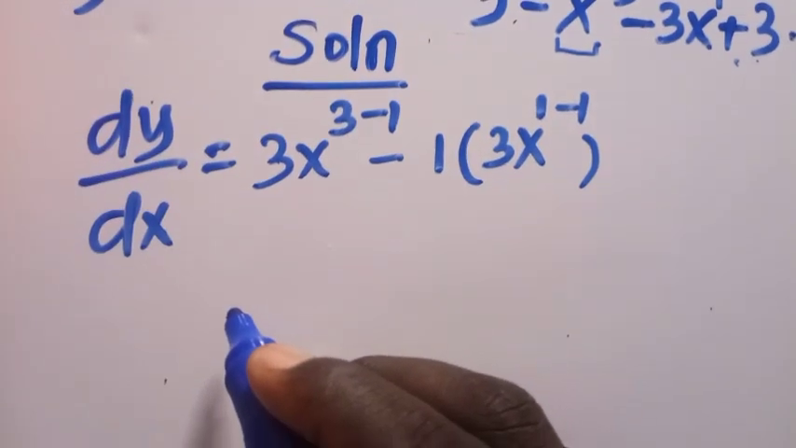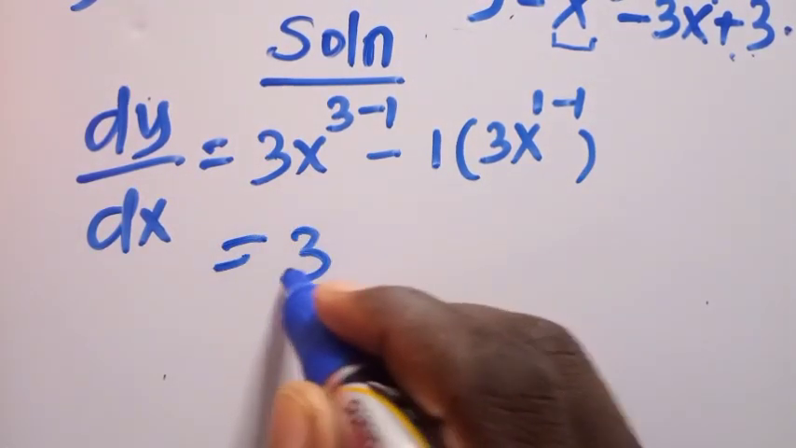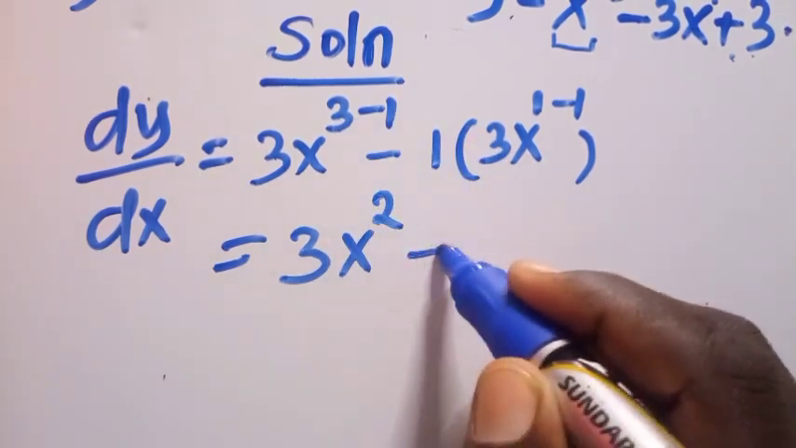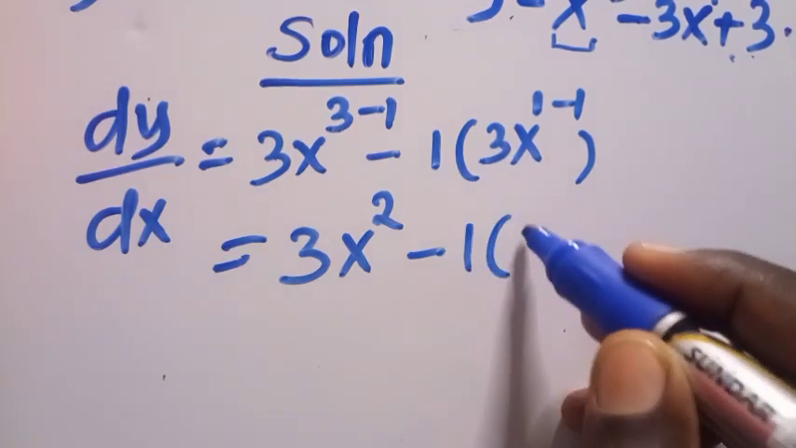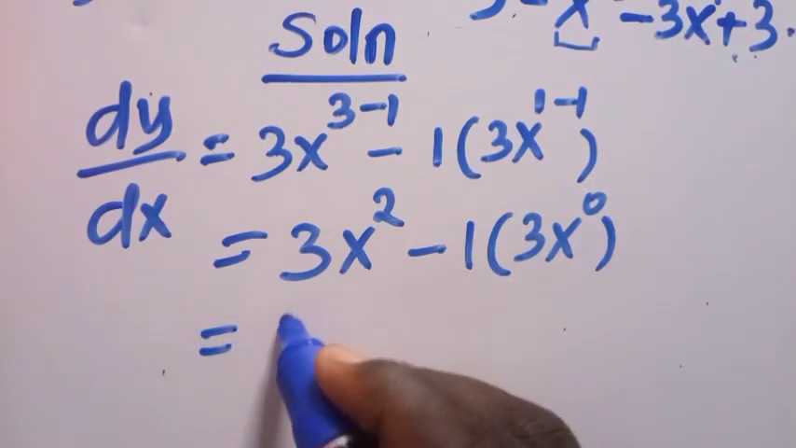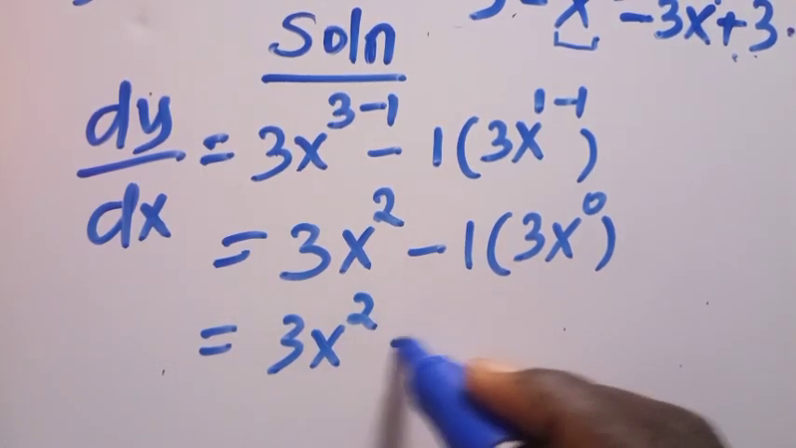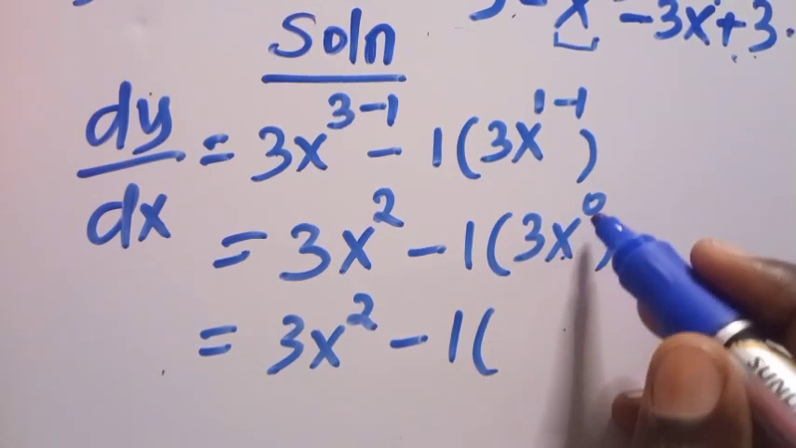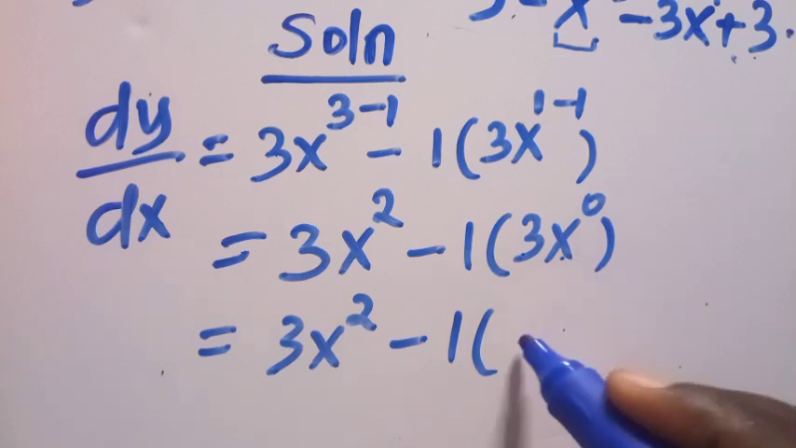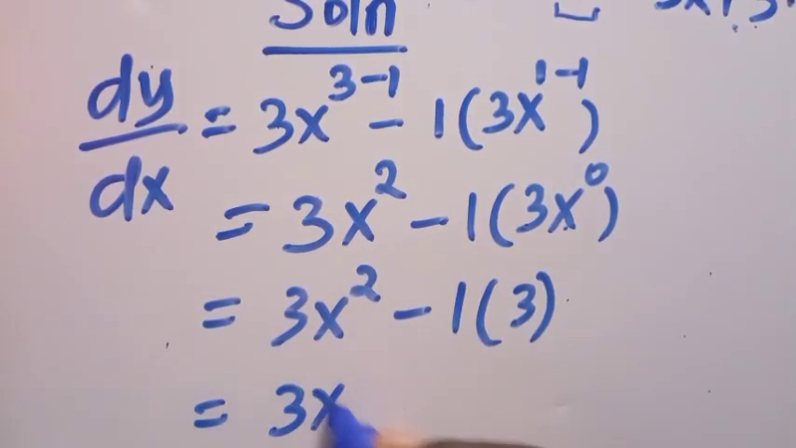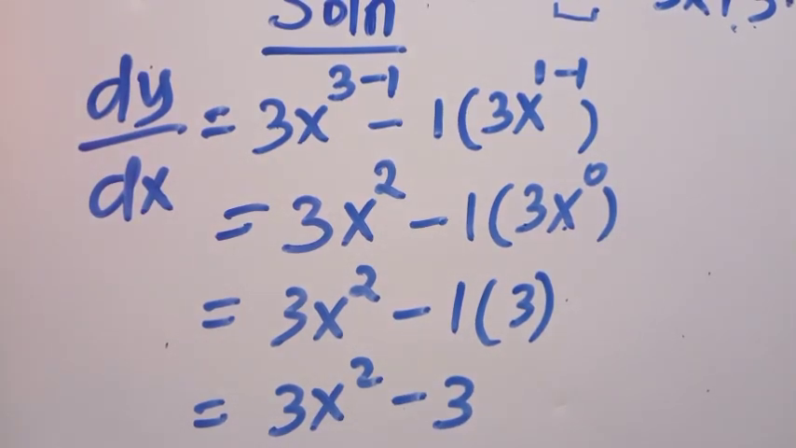Therefore, we have our dy over dx as 3x raised to 3 minus 1, which is 2, minus 1 times 3x raised to 0. 3x raised to 0 is just 3 times 1, which is 3. So dy over dx is 3x squared minus 3. That is the gradient function that we have.